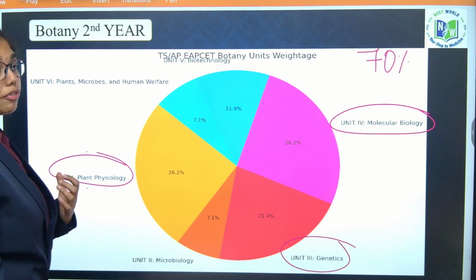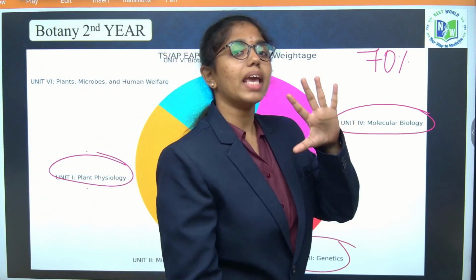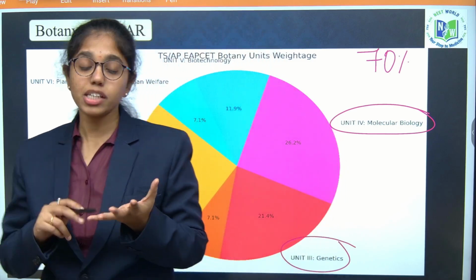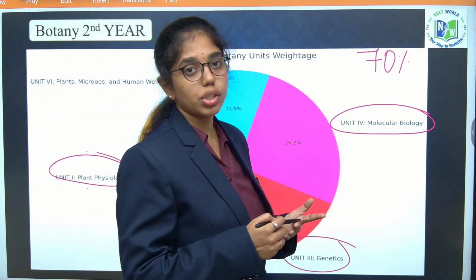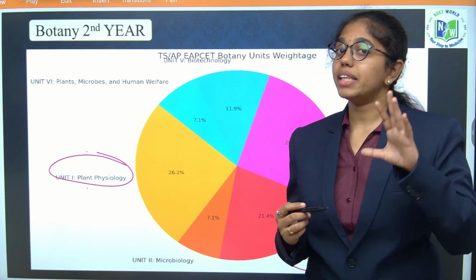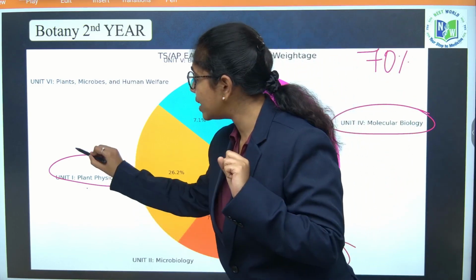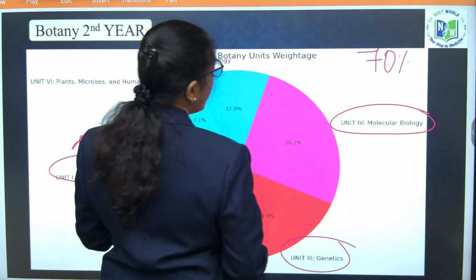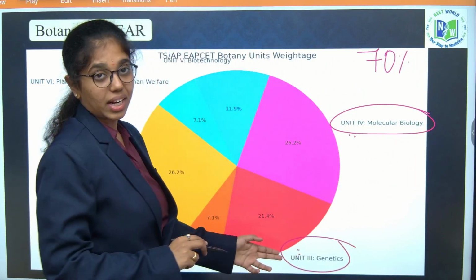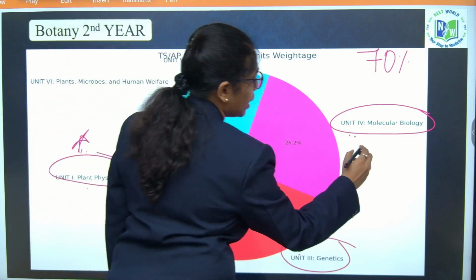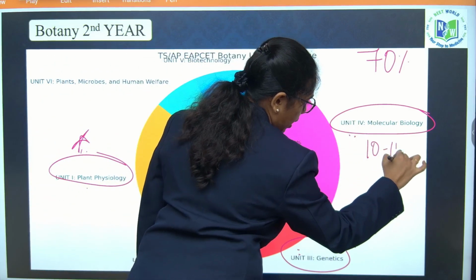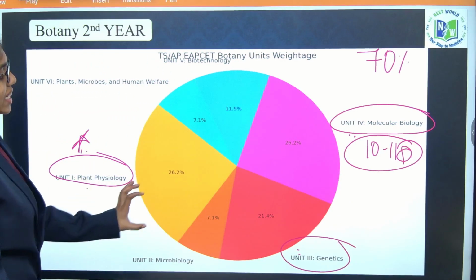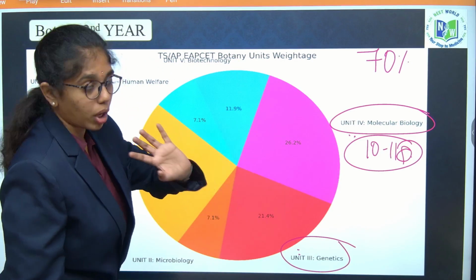From plant physiology, there are 5 chapters you have to focus on equally: transport in plants, mineral nutrition, photosynthesis in higher plants, respiration, and plant growth and development. Then from molecular biology and genetics, that is principles and variation, easily 10 to 11 questions are covered, just from these two chapters. So this is the major weightage of units from botany second year.